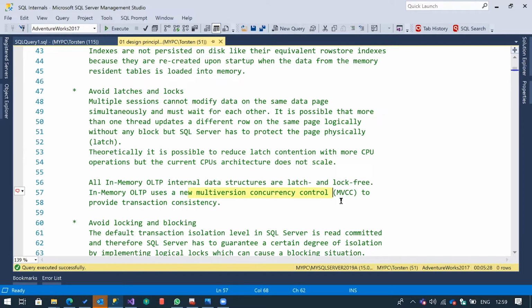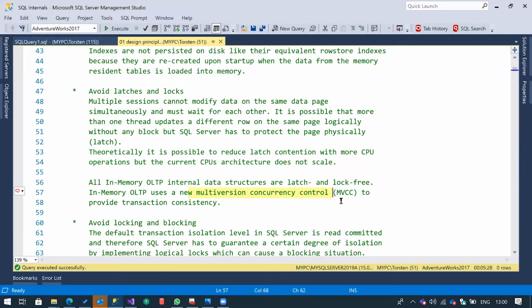Because again, we have multiple versions of records. Whenever I do an update on a record, SQL Server internally creates a new record. It will not update the existing record, and it marks the other record as, I would say, logically deleted. And later on, there's a garbage collection which will clean up all these rows which are not needed anymore by any open transaction.